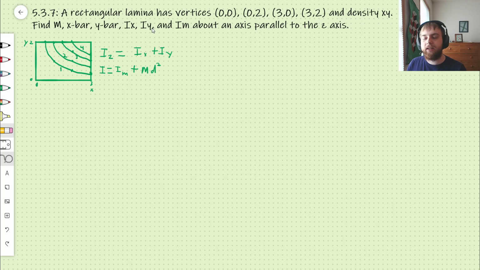Ix and Iy, which are the moments of inertia, and the moment of inertia through the center of mass about an axis parallel to the z-axis. Okay, so let's get started here.